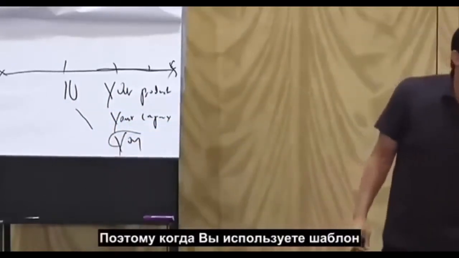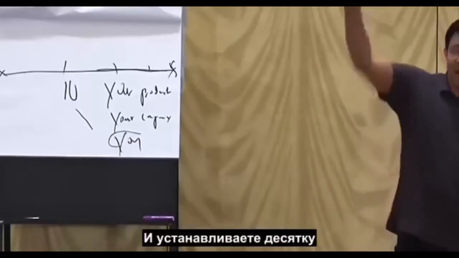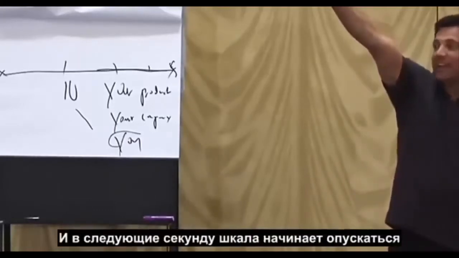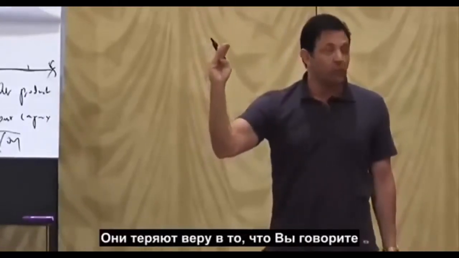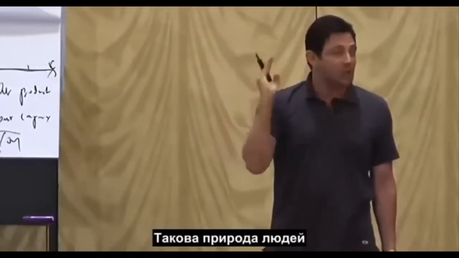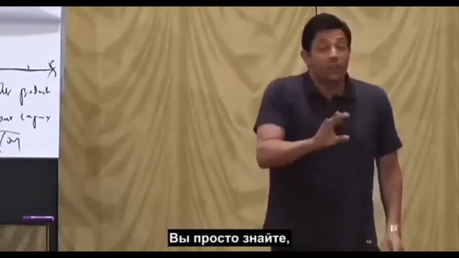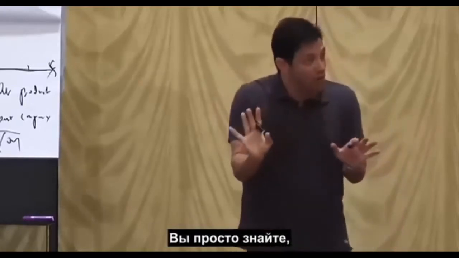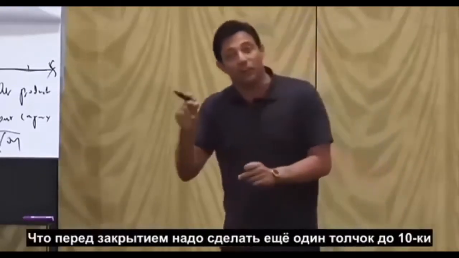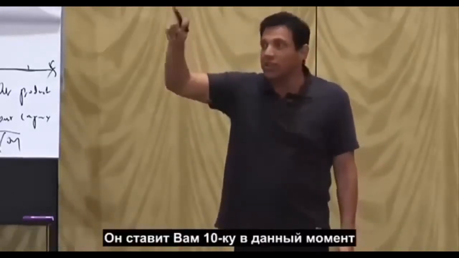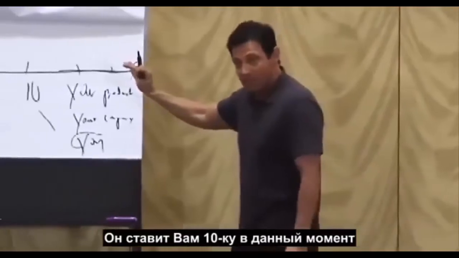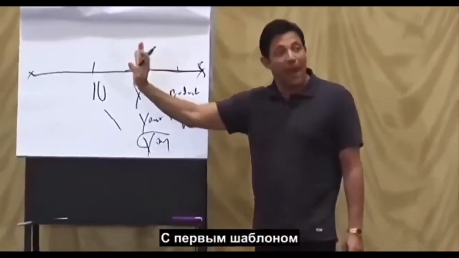So what happens is when you run a pattern on somebody, you get into a 10, it's in the moment, in the second, and the second later, they start to go down. Buyer's remorse. They lose belief in what you're saying. That's how humans are. Take this for granted. No problem. You just know that before I close, I gotta do one last notch up back to a 10. You get that?